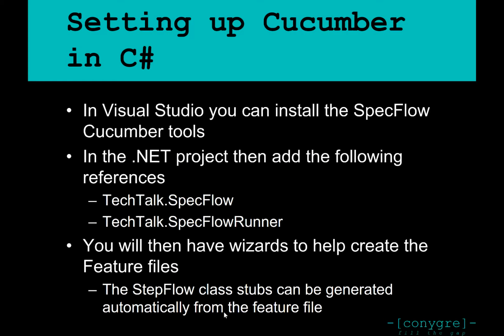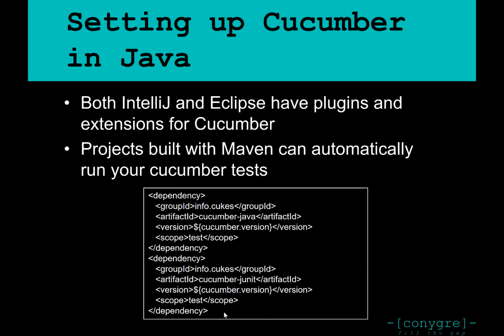Now, to use this in Visual Studio, you need to set up the SpecFlow Cucumber tools. You just install it as an add-in. Then in the project itself, you add a couple of references, one to techtalk.specflow and one to techtalk.specflow runner. And then there are wizards to help you create the feature files and the step flow definition. So actually, once you've written a feature file, the step flow class can be generated automatically straight out of the feature files. Very useful.